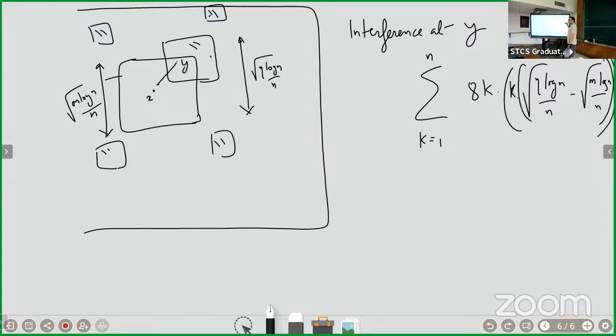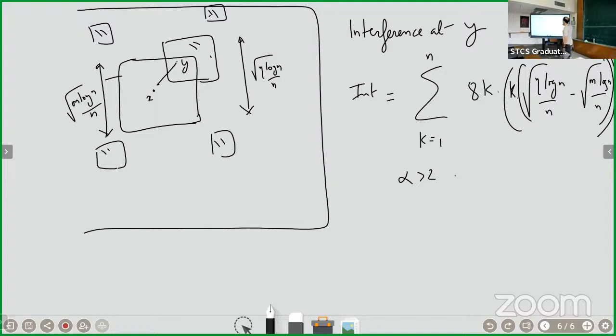Is it okay? How many nodes at a level k? 8k. And distance is k times square root log n subtracted by something smaller. But does it converge always? Alpha is greater than 2. Yes, as long as alpha is strictly greater than 2, it converges. And alpha typically is between 2 and 4. This is the physics of it: path loss models, how signal degrades as you go further and further. But as long as alpha is greater than 2, the interference converges.